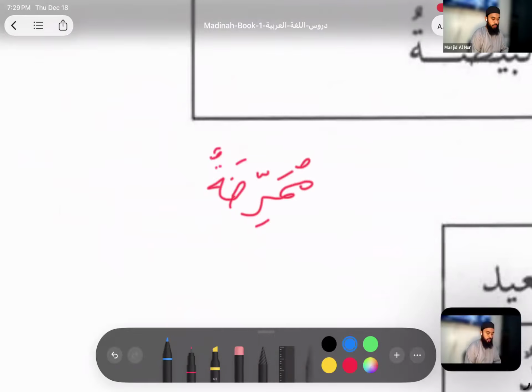Mumarridatun. What's the first step you guys got to do? Eliminate the ta marbuta. Eliminate that. Now we're sitting with 4 letters. Technically, 5 letters. The ra is repeated 2 times, right? Mumarri, there is a shadda on it.